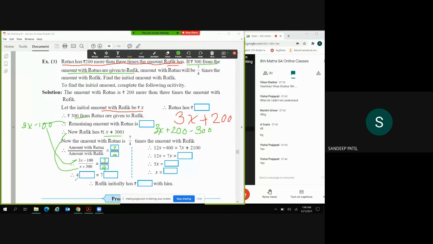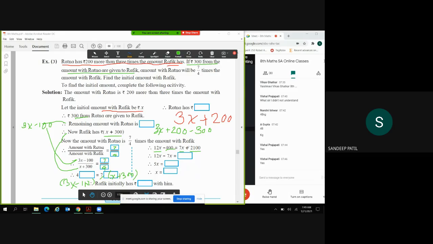ओके. सो यहाँ हम लिख सकते हैं 4 × (3x - 100), क्योंकि ये 4 यहाँ मल्टीप्लाई हो जाएगा और 7 × (x प्लस 300). ओके. सो अगर हम ये ब्रैकेट ओपन करके उनको मल्टीप्लाई कर देंगे तो 4 × 3, 12x हो गया. 4 × -100 becomes -400. वैसे 7, यहाँ से 7 × x becomes 7x. 7 × 300 becomes 2100.